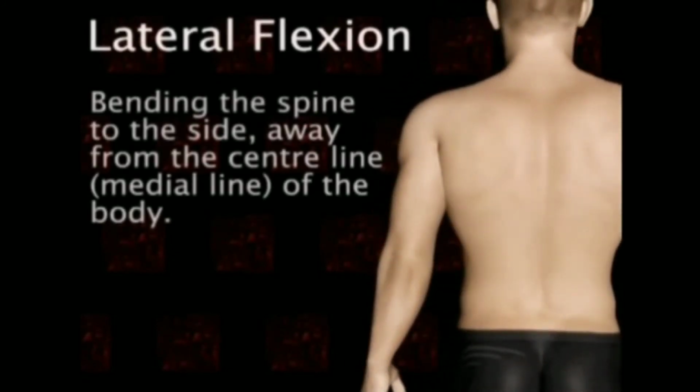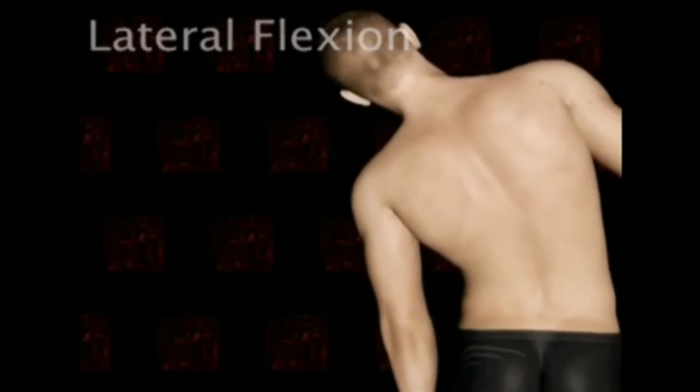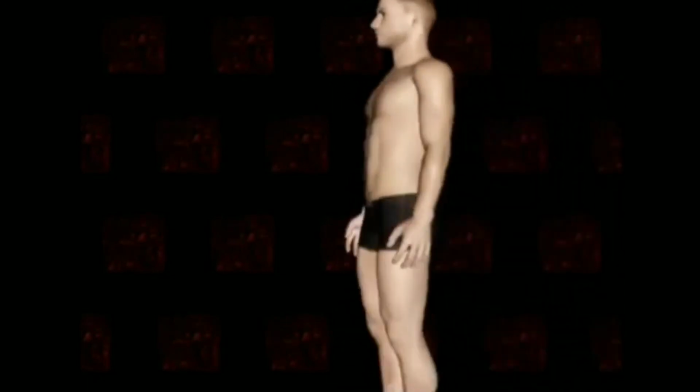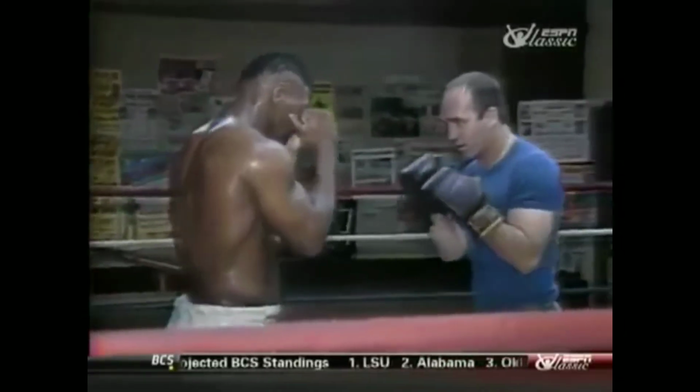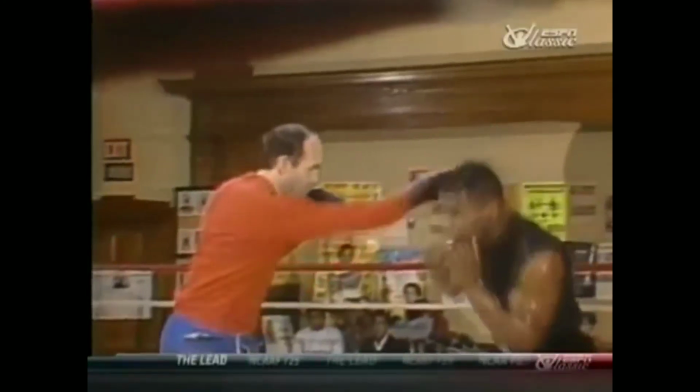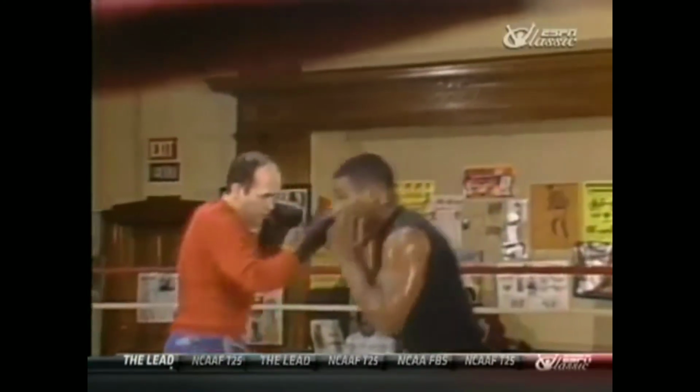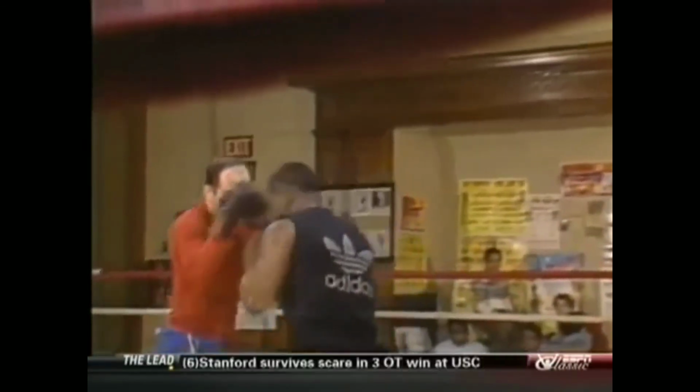Now comes the lateral flexion. Lateral means side to side. Here our spinal cord is the center line. One example is the peekaboo motion, bob and weave, and the swing motion. Even the slips come under lateral flexion.